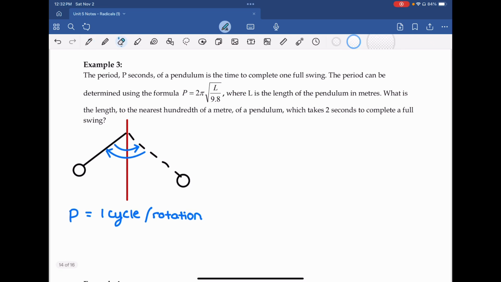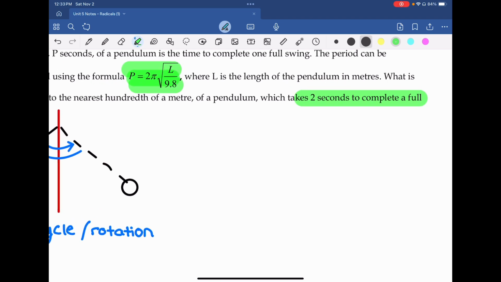Now, they give us a formula that would appear in the Physics 20 formula sheet. If we want to determine period, it's 2 pi times the square root of the length of the string over gravity, where 9.81 represents the acceleration due to gravity. They tell us that the period is 2 seconds. To go there and back takes 2 seconds. So I'm going to write P equals 2 seconds.